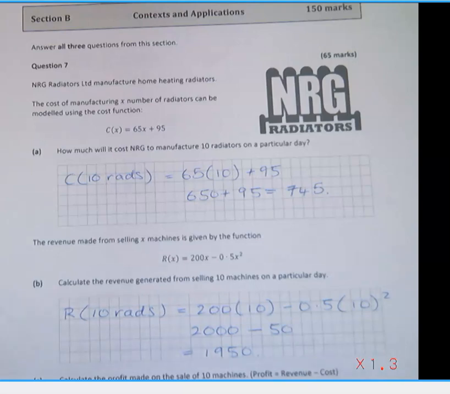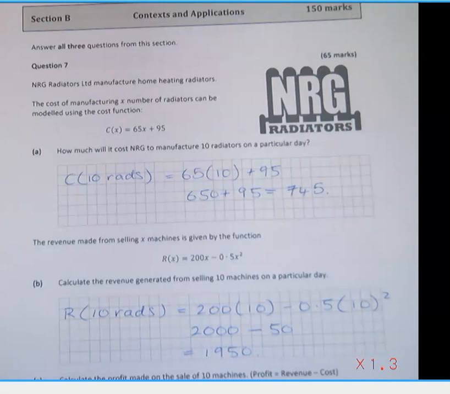Question 7 from the mock paper. You were told that NRG Radiators manufactured home heating radiators. The cost of making a certain amount of radiators was given by a function c of x, so c of x is equal to 65x plus 95. Then you were asked how much it cost to manufacture 10 radiators on a particular day.